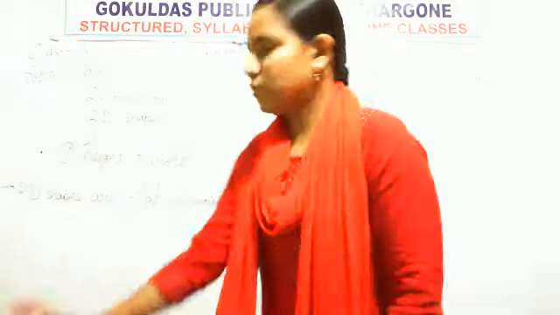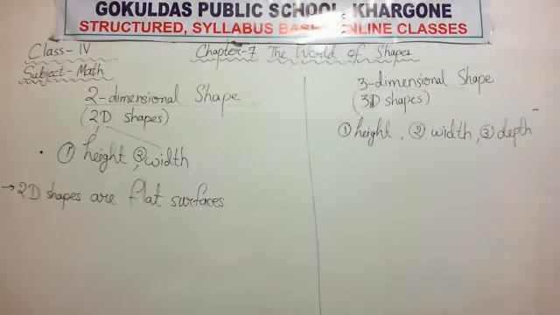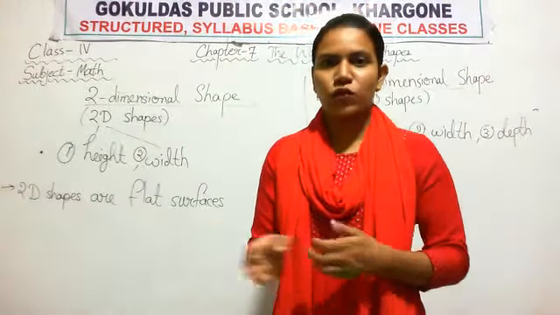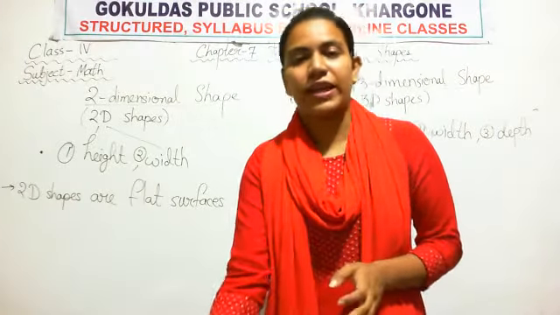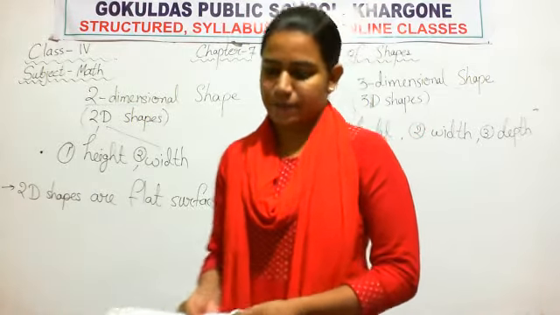Now what are 3D shapes? 2D shapes are flat surfaces. All the polygons are 2D shapes. Now what are 3D shapes? So 3D shapes are the shapes which we can hold, move around, or all the things which we can feel. All are 3D. All the objects around us are 3D.